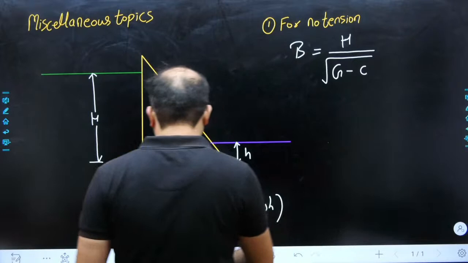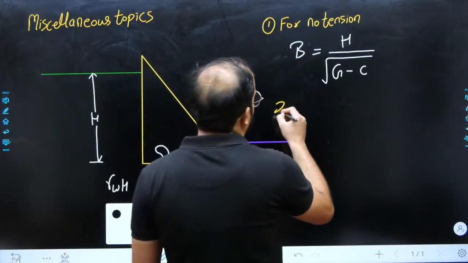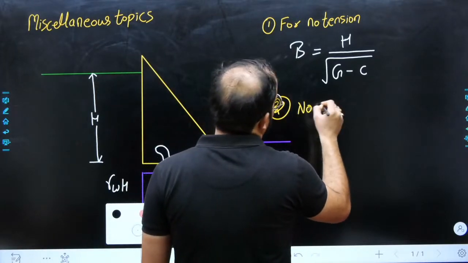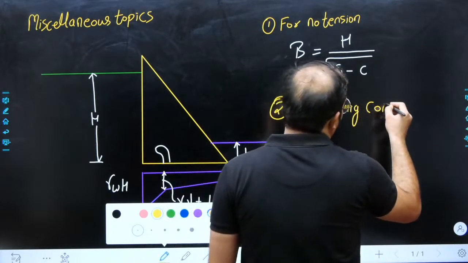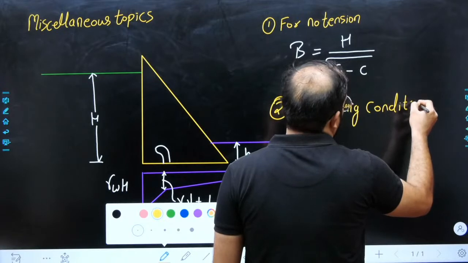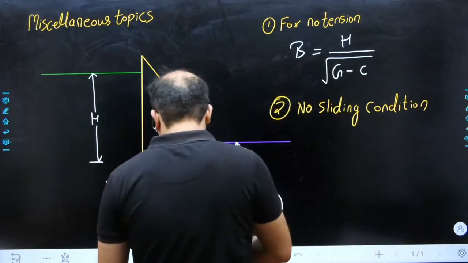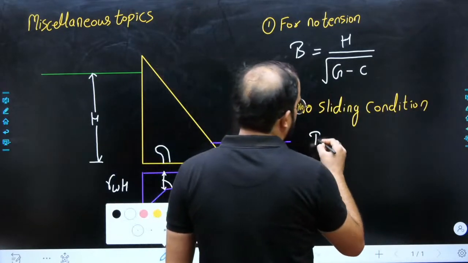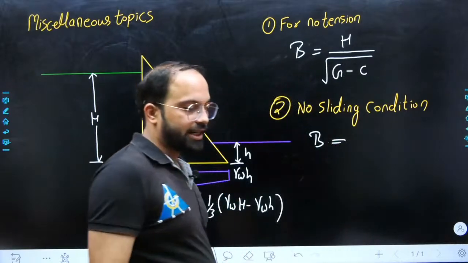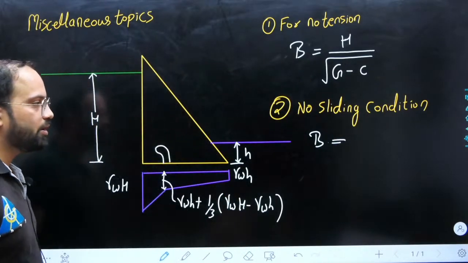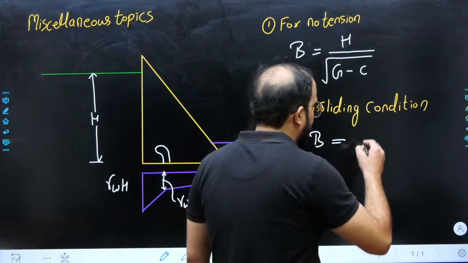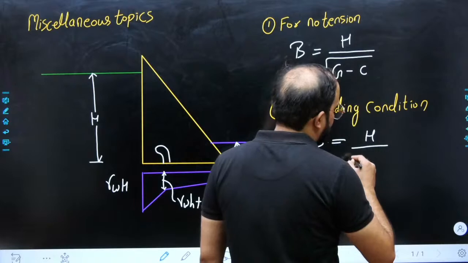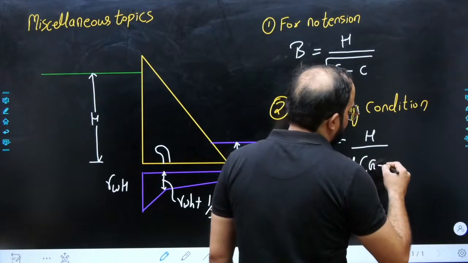Now, tell me, for the no sliding condition, what will be the base width? Base width should be greater than or equal to. Very good. H divided by mu (G minus C).